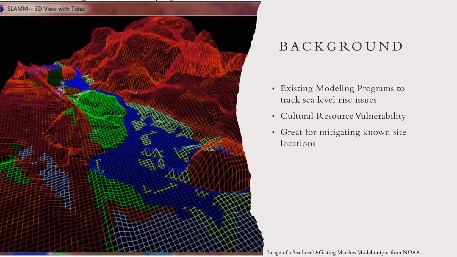And these are great methods for mitigating known site locations, but there is a big issue because there are so many things out there that we haven't found yet. So we need a method to be able to quickly find those locations that are at risk of sea level rise.